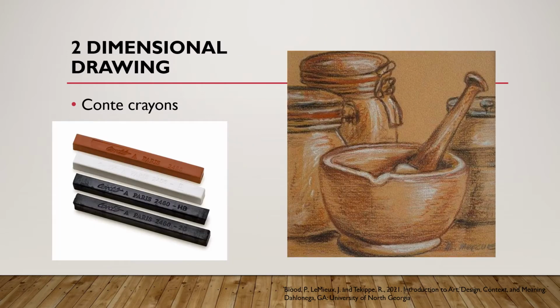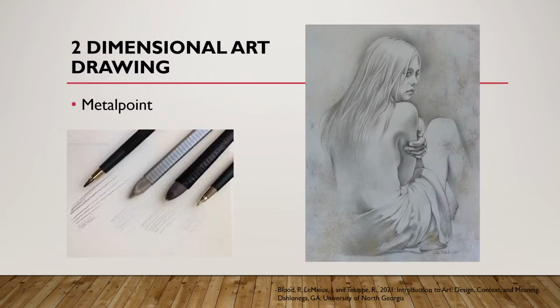Conté is similar to charcoal, except the binder is a wax or a clay. And typically this comes in earthy colors. It isn't quite as messy, but it does tend to blend like charcoal does. Metal point uses a soft metal like silver, gold, or pewter, and it's put into a holder, and then it is drawn on a rough paper. So little pieces of the gold and silver or the pewter then flake off onto the paper.